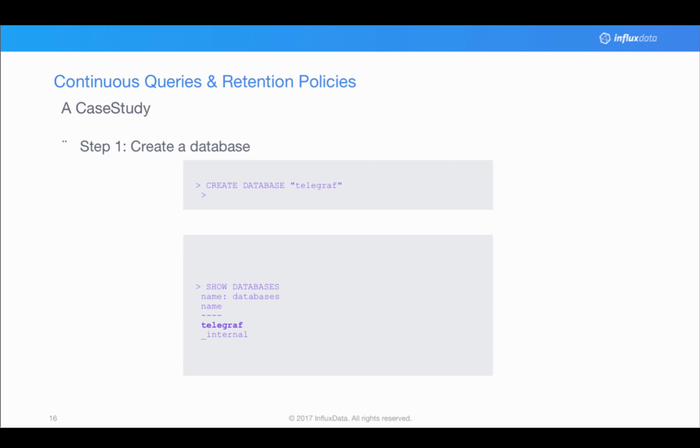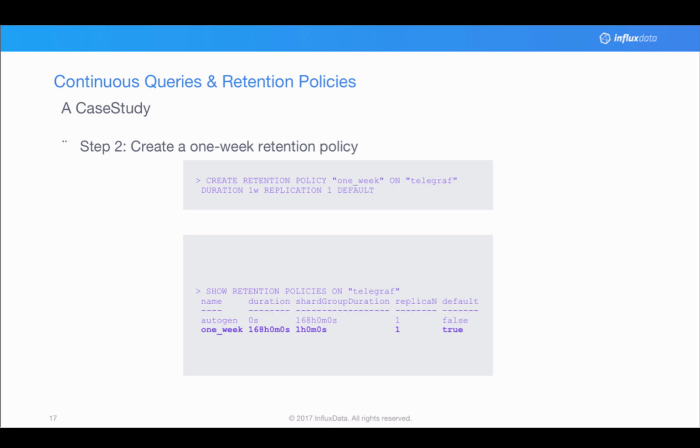So we would first create the database. If you have Telegraf running against your InfluxDB instance already, you will have this Telegraf database. Another way to do this is to just start Telegraf. We're going to need to create another retention policy on Telegraf for that 1 week data. And when you see there, you'll see that retention policy has been created. You'll notice the shard group duration is also 1 hour as well.